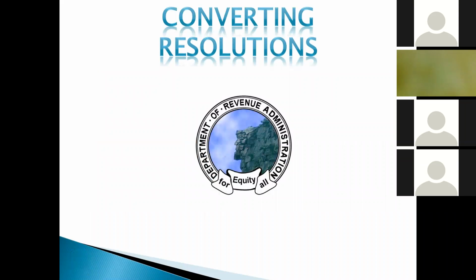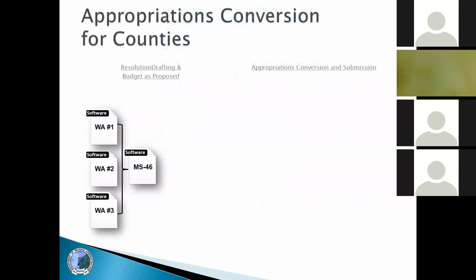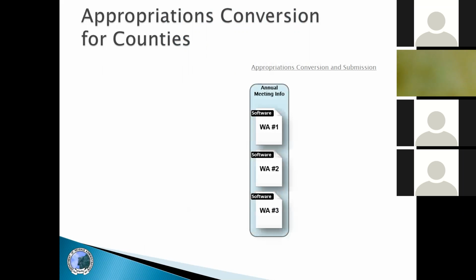Okay, so converting your resolutions. Back in the budget, you had your resolutions that combined into your 46. And basically what we're doing, and again, in most cases, this will just be one for most counties, but it does support multiples. At annual meeting, through your vote, you're basically converting that into your appropriation.